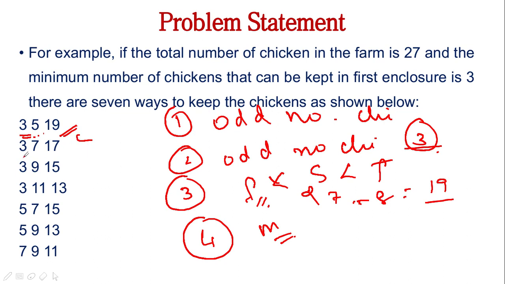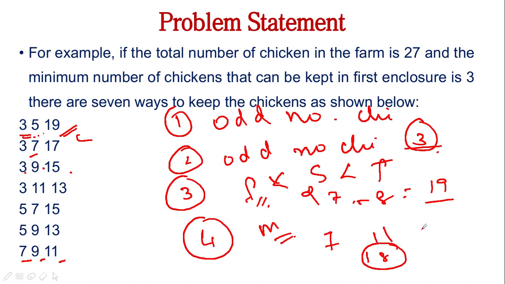And then with 3, I try the next value 7. Then the remaining will be 17, so 3, 7, 17, and then 3, 9, 15. Like this I will be working it out. And where it is 7, I can put 9 and then 11, that's all. I cannot try 7, 11 next. When I try 7, 11, 18 chicken are placed.